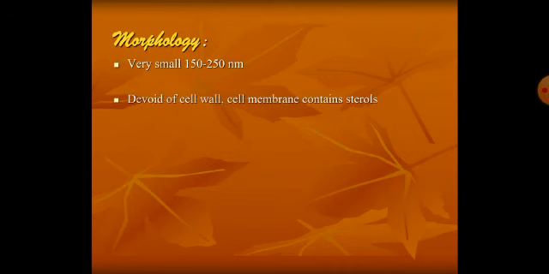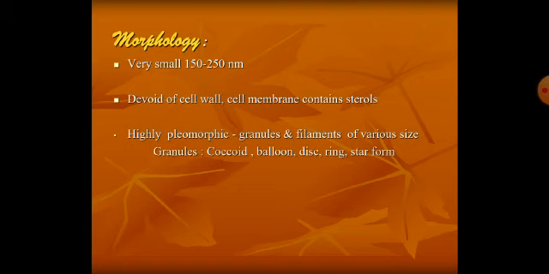Coming to the morphology of mycoplasma, as already mentioned, it is the smallest known microorganism, measuring only 150 to 250 nanometers in size. They are devoid of cell wall and are made up of only a trilaminar unit membrane made up of sterols. Because of the lack of cell wall, they are highly pleomorphic. They can take up different morphologies. They can appear as granules and filaments of different sizes.